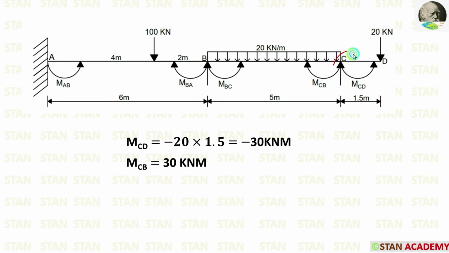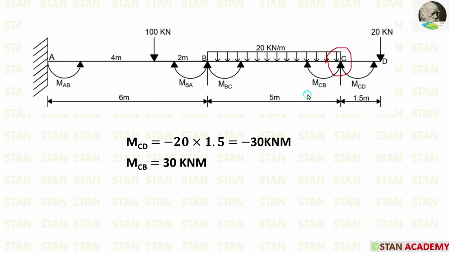In the joint C, we can easily calculate both of the moments. The moment MCB is acting in the clockwise direction. The moment MCD is acting in the anti-clockwise direction. The point load 20 kN into the distance, we will get MCD. 20 into 1.5, we will get 30. Since MCD is acting in the anti-clockwise direction, it will be negative.